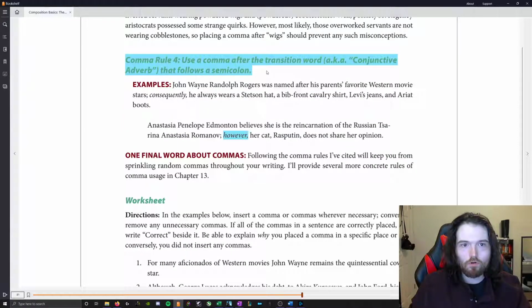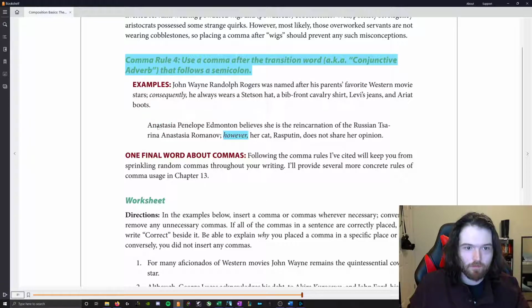So, comma rule number 4. Use a comma after the transition word, aka conjunctive adverb, that follows a semicolon. John Wayne Randolph Rogers was named after his parents' favorite Western movie stars. Consequently, he always wears a Stetson hat, a bib front, cavalry shirt, Levi jeans, and a pair of boots.